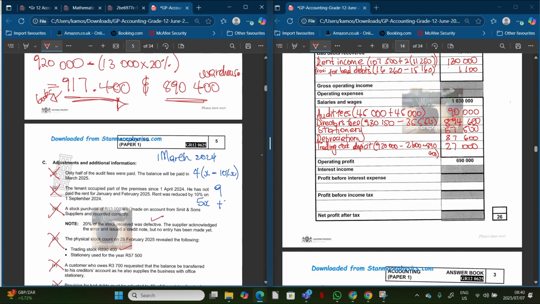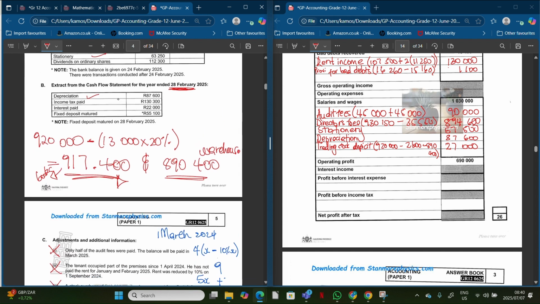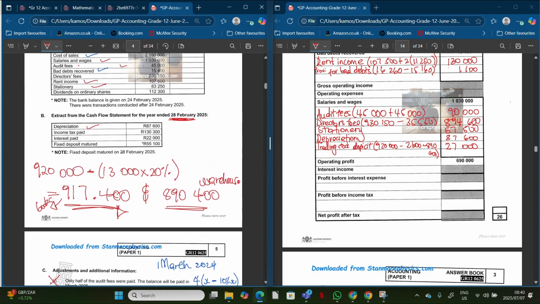So now, what is it that we are left to do? What's left to do now, since we're done with everything, is the profit before interest expense, and you also have to find the tax, right? So now, let's see here. Since we're done with the trial balance, we're gonna come to this one. Income tax paid, we have 130,300.